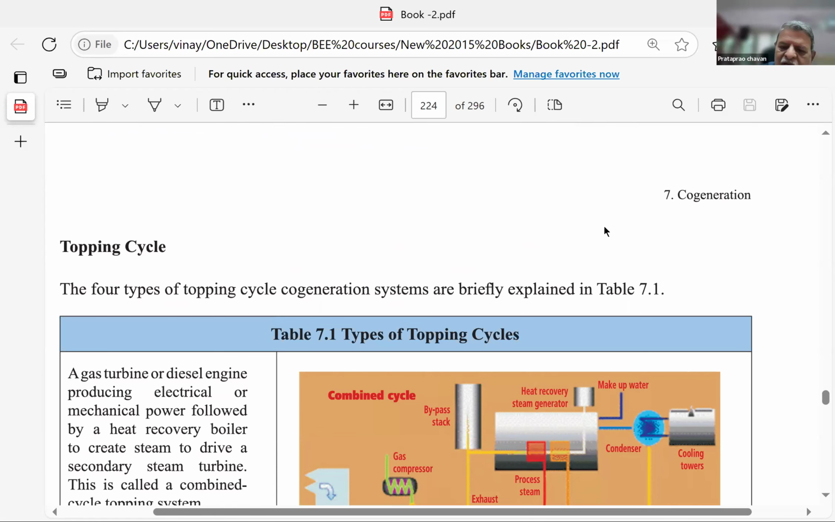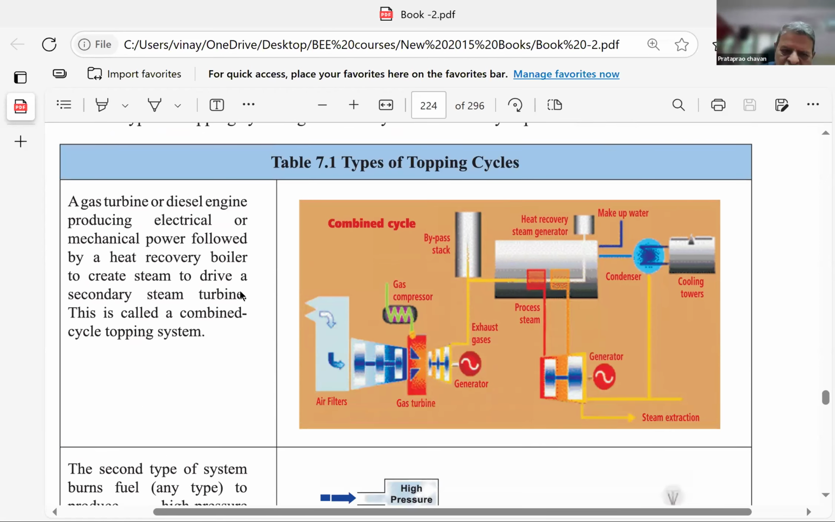Topping cycle means what? What is cogeneration? First we understand. That same source of fuel, heat generated by that fuel is used for two purposes. One is the primary production, second is the process requirement of the heat. Now the question is, which use is earlier? That means heat is generated in boiler, steam is generated, fuel is burned, steam is generated. Where you will use the steam first?